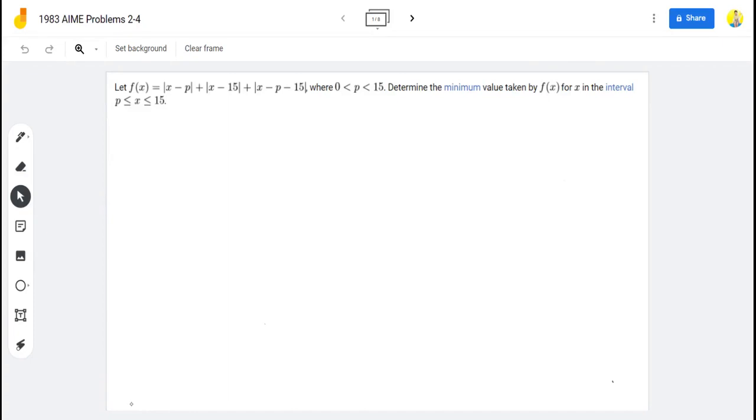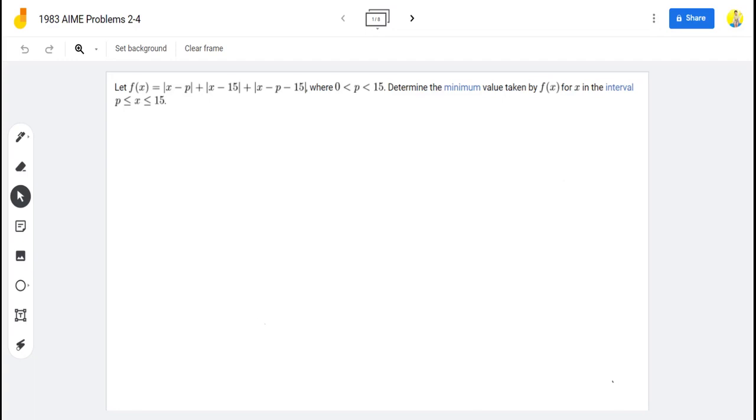Hello everyone, today we're going to solve the 1983 AIME Problems 2 through 4. Let f of x equal the absolute value of x minus p plus the absolute value of x minus 15 plus the absolute value of x minus p minus 15, where 0 is less than p is less than 15. Determine the minimum value taken by f of x for x in the interval p is less than or equal to x is less than or equal to 15.